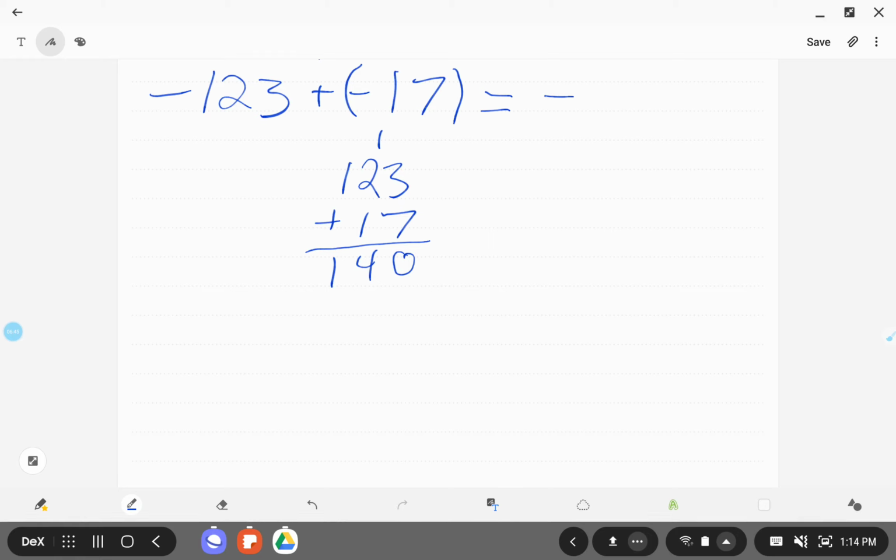But my answer to this problem is not 140 because both those tokens are negative. I've got -123 and -17, which means my answer is -140. I hope you guys followed that. So whenever you're adding two numbers together, if they're both the same sign, if they're both positive, you add them together and the answer is positive. If they're both negative, you add them together and the answer is negative.